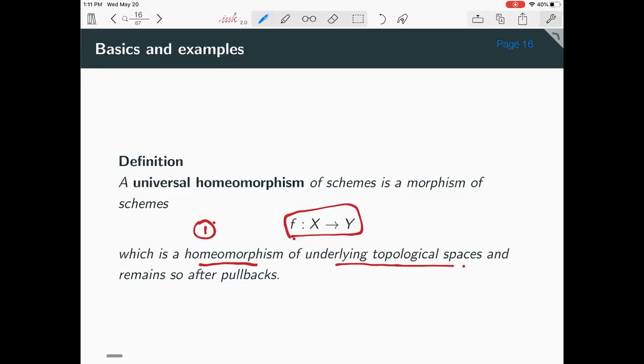But something more interesting is you demand it to still be a homeomorphism after pullback along arbitrary maps. In other words, if you have a map F from X to Y, and you have a map from S to Y, then you take the pullback, X cross Y of S. This induced map is also a homeomorphism.